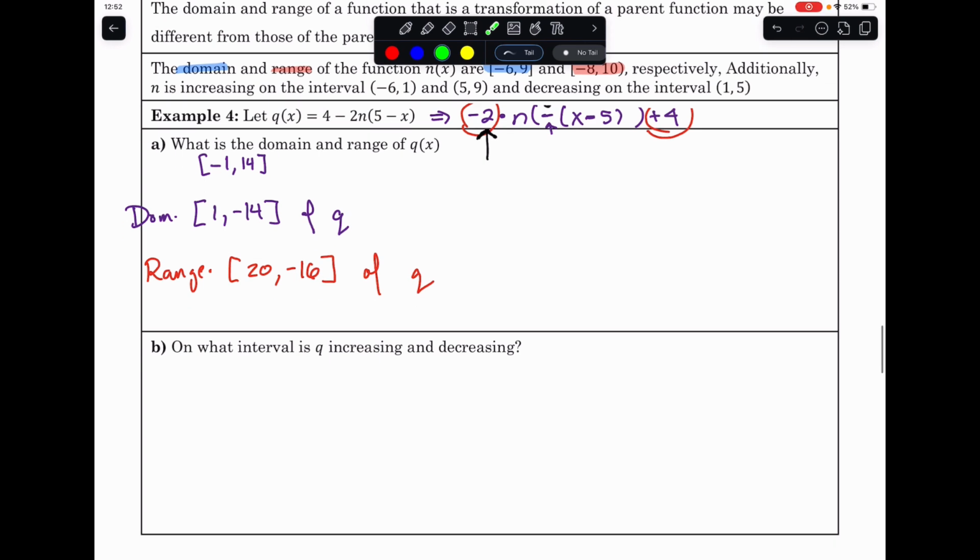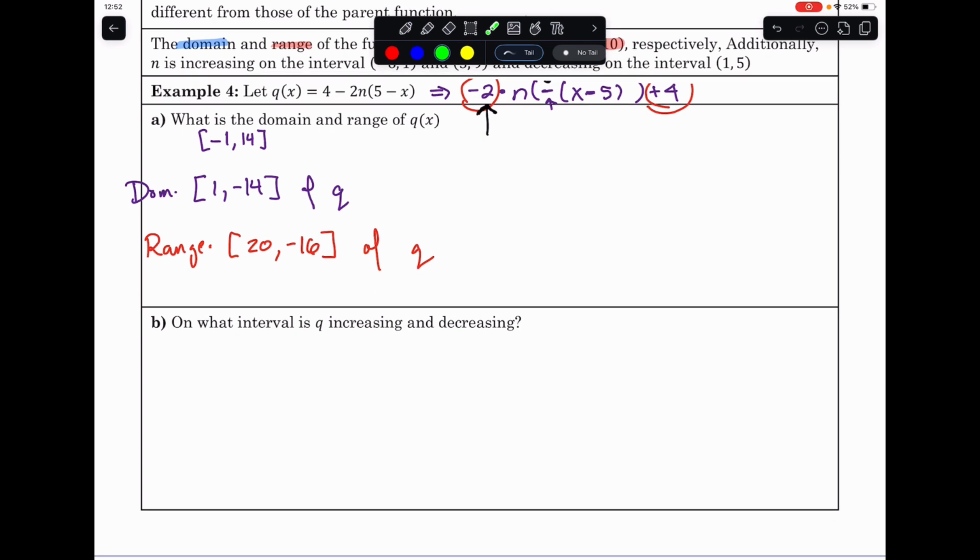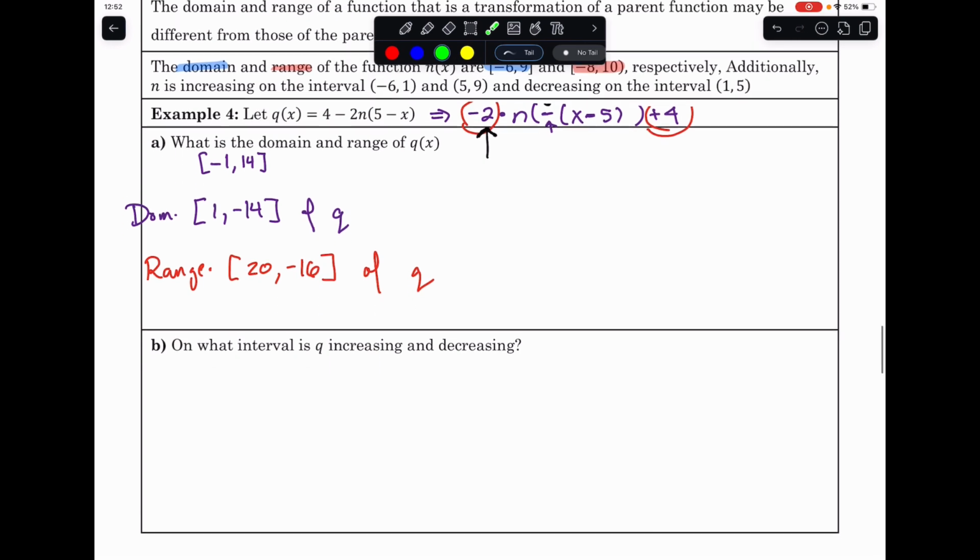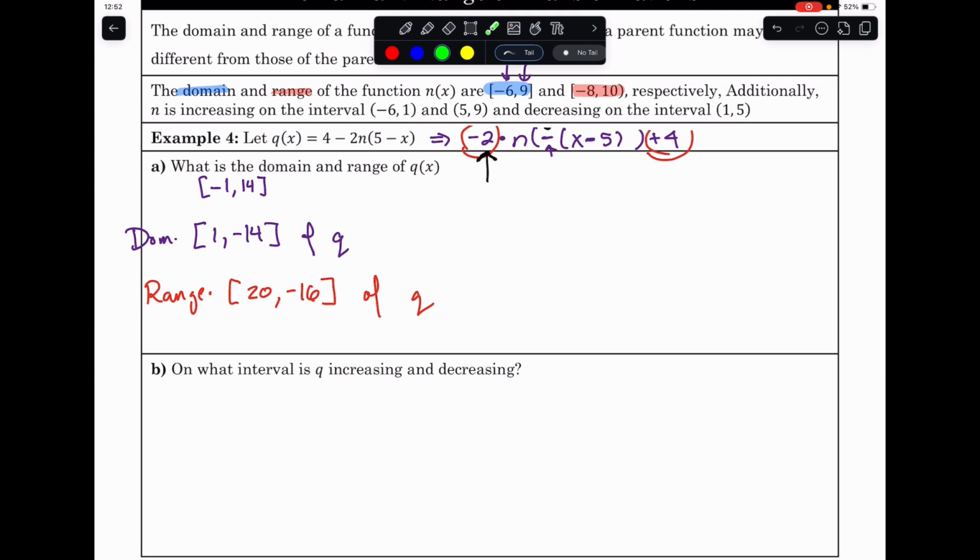Let's now look at part B. On what intervals is Q going to increase or decrease? Well, we know that N is increasing on the interval, let me highlight it in purple, from -6 to 1 and 5 to 9. Remember, these are x values, x1 to x2 and x1 to x2. And it's decreasing on the interval from 1 to 5.